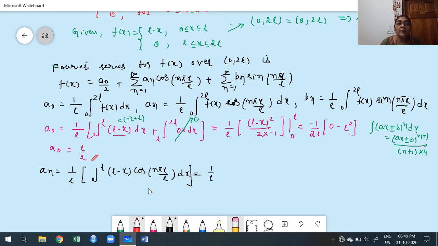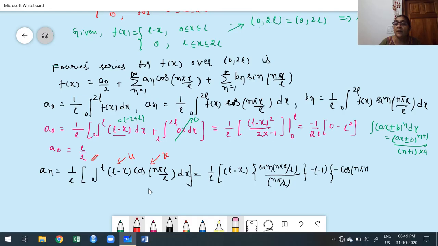Now 1 by L, integration using the UV rule or Bernoulli's rule. Which one is the U function, which one is the V function? This is U, this is V, because after the first derivative L minus x becomes constant. Now L minus x into integration of cos. What is the integration of cos? It is sine of n pi x by L divided by the quotient of x, which is n pi by L. Minus, what is the differentiation of L minus x? It is minus 1. Again integrate, the integration of sine is minus cos of n pi x by L divided by n pi by L whole square.